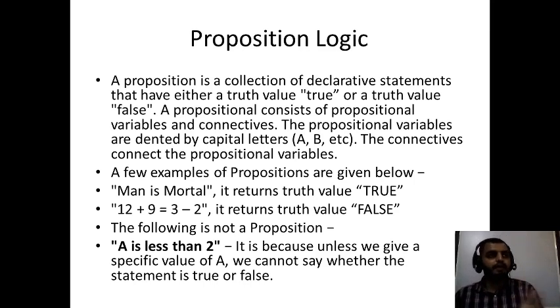So A is less than 2 cannot be said as true or false because it does not have an accurate value. Unless we give a specific value of A, we cannot say whether the statement is true or false. So this is how proposition logic works.